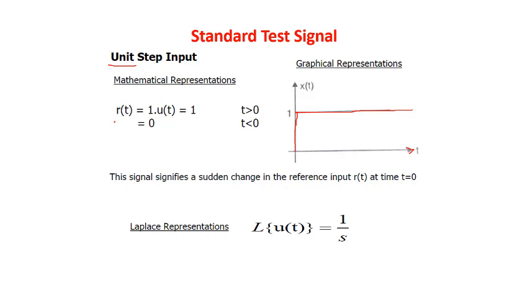Applying Laplace transform on both sides, that is, the Laplace transform on the left hand side and on the right hand side. On the left we get capital R of s, and on the right, 1 is the magnitude, so it will be 1 itself. The Laplace transform of u(t) will be equal to 1 divided by s.